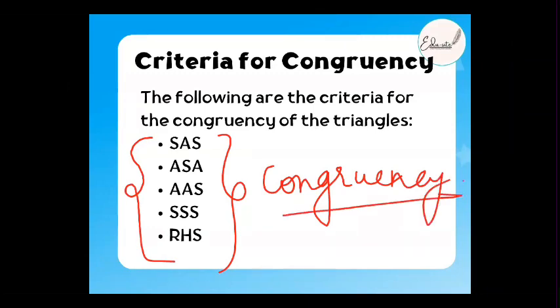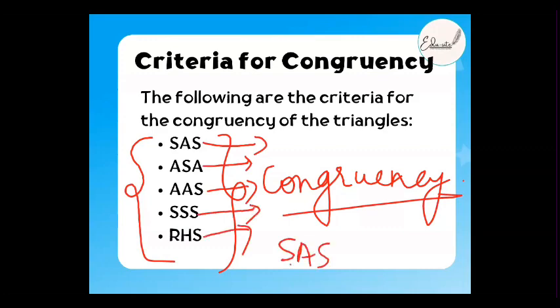One is the SAS postulate, ASA postulate, AAS postulate, SSS postulate, and RHS postulate. Okay, what is SAS? It is side, angle, side. One side and one angle and one side on the corresponding triangles should be equal. Okay, so two sides and one angle should be equal to make a SAS postulate work.